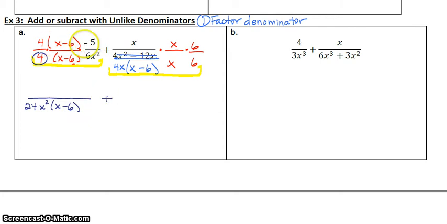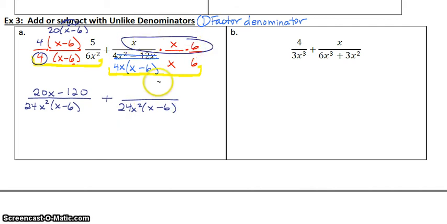Now we're going to multiply this top out. And notice, you want to do things the simplest way possible. In this situation, if I multiply 4 times 5 first, that will be the simplest way here. So in my mind, 4 times 5 is 20, so I'm thinking 20 times x minus 6. So I'm going to distribute the 20, and I have 20x minus 120. And then for the right fraction, it has the same bottom as this one, because we made it so, remember? So it's going to be 24x squared times x minus 6. And then on top, this one's a little simpler, it just has 6x squared on top.